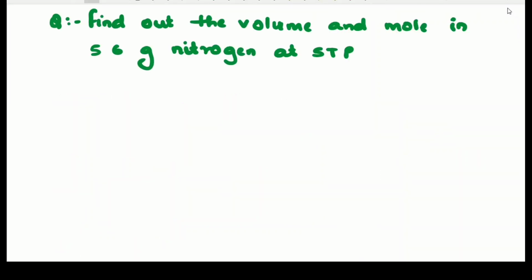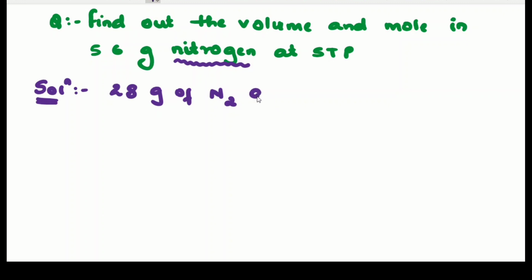Students, now let us solve a few questions on mole concept. Now the first question is, find out the volume and mole in 56 gram of nitrogen at STP. Let us try to solve the question. Now we know that 28 gram of nitrogen occupies 22.4 liter at standard temperature and pressure.